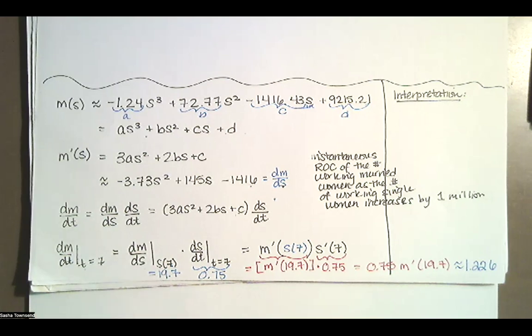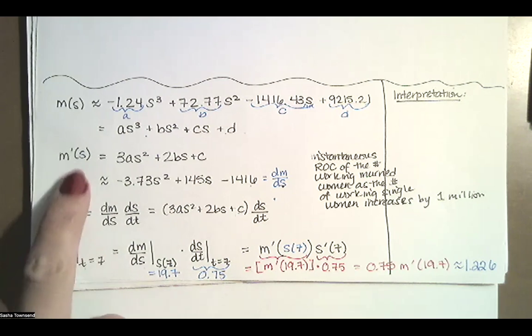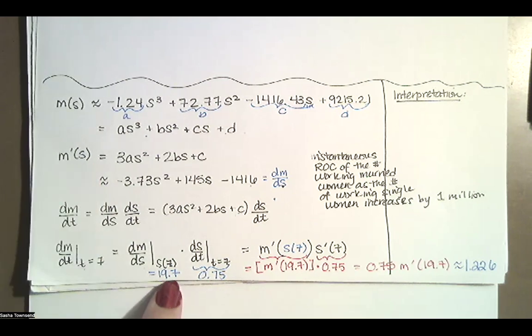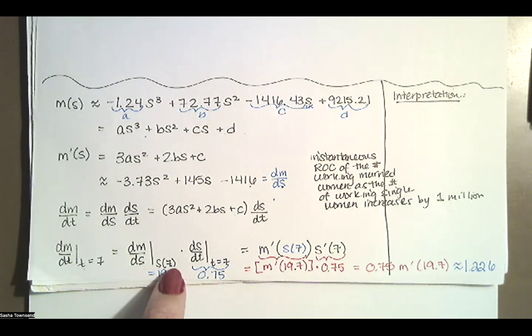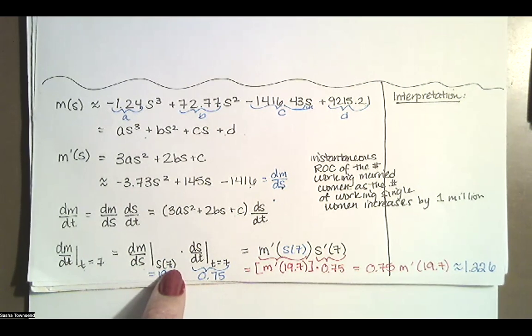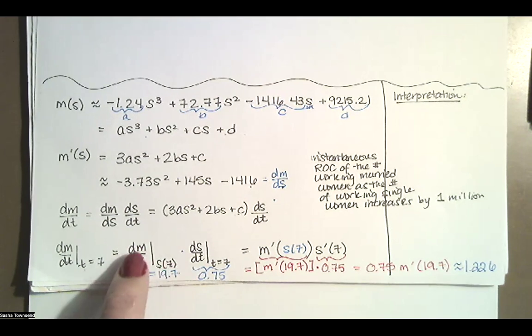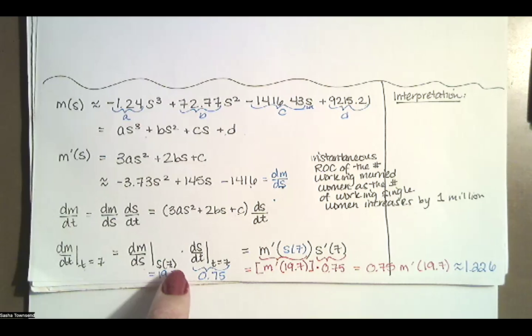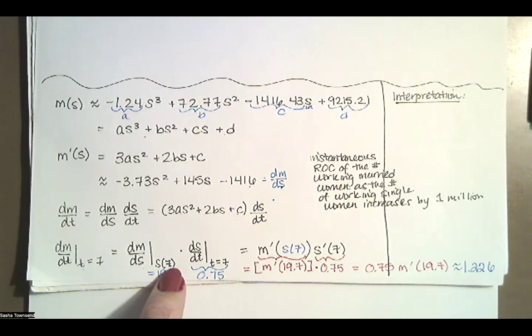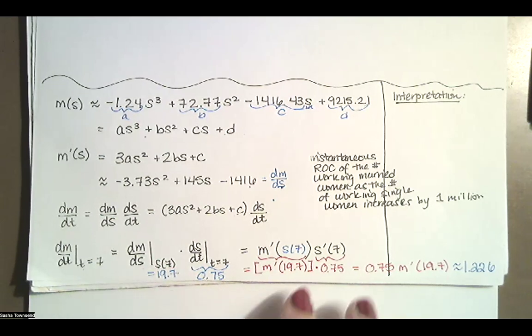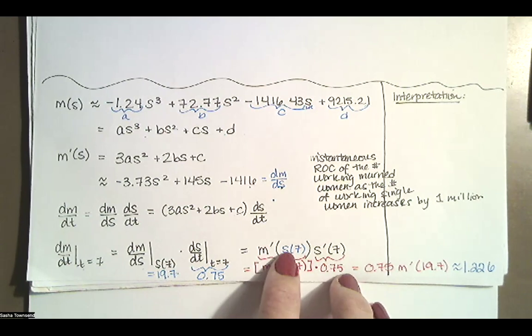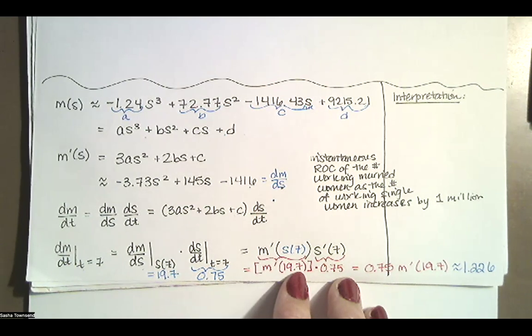Well, to find that, you just find M prime of S and evaluate it at S equals 19.7. I'm saying S of 7 here, though, because we're also tying it back to the year 2007. So S, the number of single women working, is a function of time, and the number of married women is a function of the number of single women. So we've got the number of married women as a function of the number of single women, which is a function of the year. And so that's why we've got this composite function, M prime evaluated at S of 7. So that's this number right here.